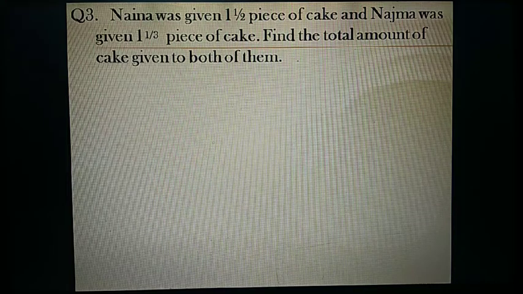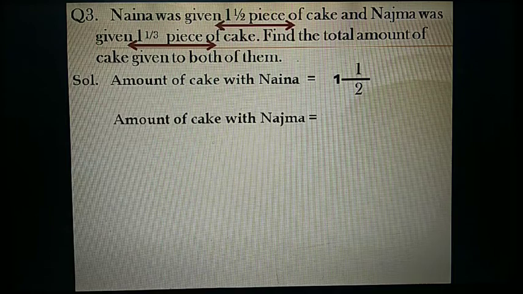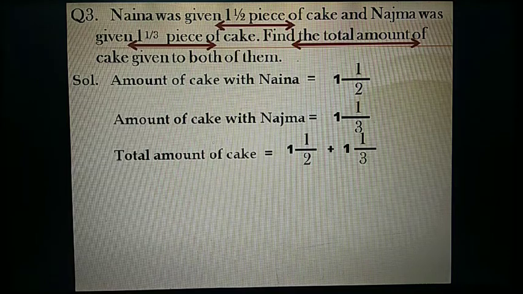Moving to question number 3. Naina was given 1 by 2 piece of cake and Nazma was given 1 by 3 piece of cake. Find the total amount of cake given to both of them. Again, the first value is the amount of cake with Naina and the second value is the amount of cake with Nazma. We are supposed to find the total amount. Now what do you mean by this total amount? We have to add them.